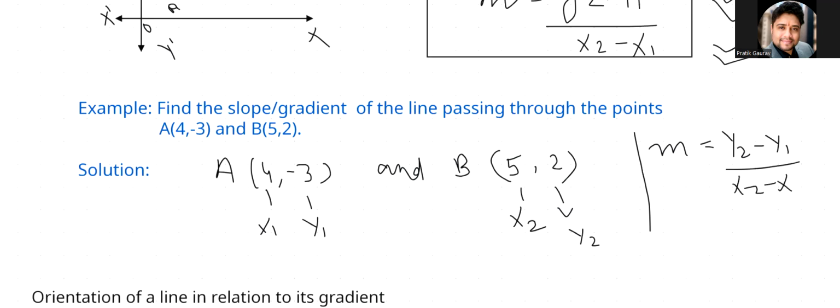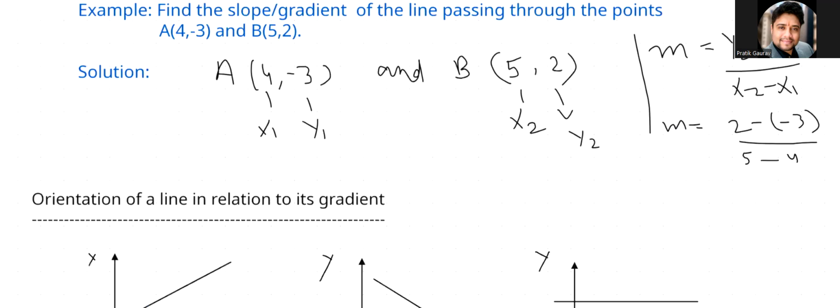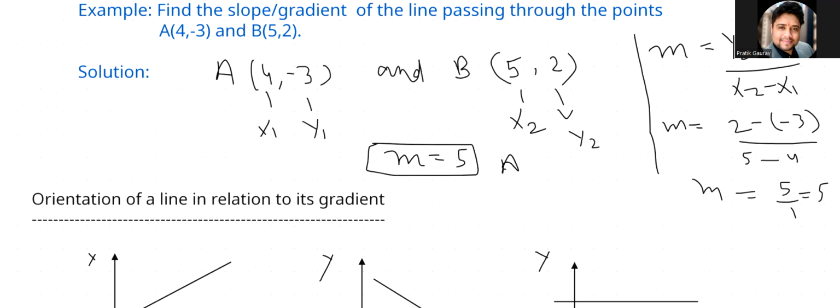So y2 minus y1. Y2 is 2 and minus y1, that is minus 3. Put here minus 3. And x2 minus x1. X2 is 5 here, then minus 4. So what will you get here? M is equal to 2 minus minus 3, that is 5, and 5 minus 4, that is 1. So you will get 5. So the value of slope is 5. This is your answer for the first example.